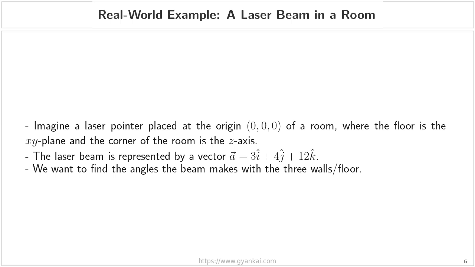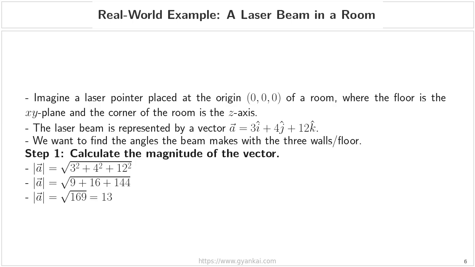Our goal here is to determine the specific angles that this laser beam makes with the floor and the two walls. To solve this, we'll follow a 4-step process. Step 1, we need to find the magnitude of our vector. To do this, we take the square root of the sum of the squares of its components. So we calculate the square root of 3 squared plus 4 squared plus 12 squared. This simplifies to the square root of 9 plus 16 plus 144. When we add those up, we get the square root of 169, which simplifies beautifully to 13.